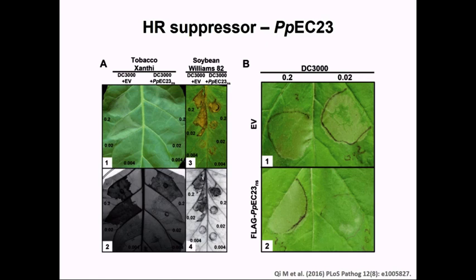So this was our first clue that soybean rust is producing effectors that can suppress some aspect of the plant immunity. This one, PPEC23, can suppress the hypersensitive response.